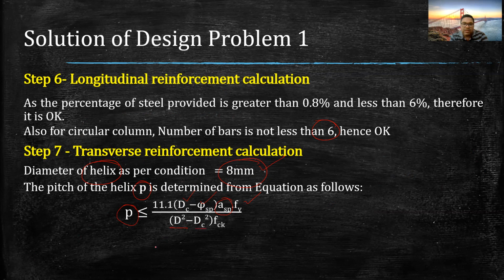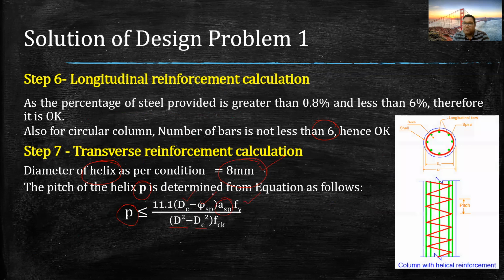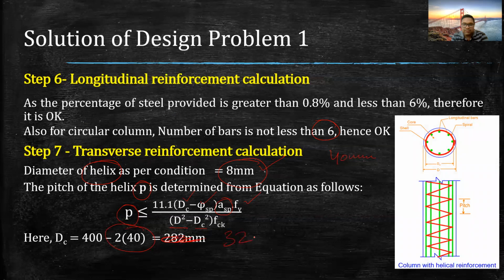Here we need to find out first the value of Dc. We know that Dc is measured from the edge of this spiral to the edge of this spiral. The clear cover we will assume here as 40 mm. Therefore Dc will be D minus 2 times of 40, 2 times of clear cover. So the Dc value becomes, sorry, it will be 320 mm.